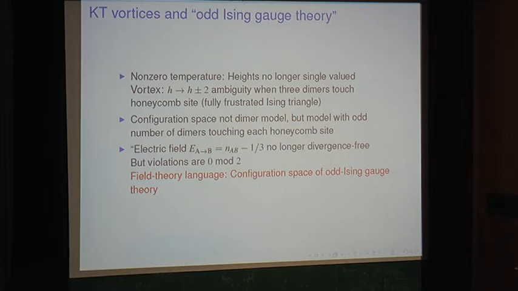The second thing that happens is that the configuration space now is, you can still think in terms of dimers, but the constraint is not 1 dimer touches every point of the honeycomb lattice, it is an odd number of dimers touches each honeycomb point, right. And that, if you think about it, is exactly the configuration space of an odd Ising gauge theory, which is closely related to, well, the even case is closely related to the toric code Deeptiman just told us about, right. So that's the other aside I wanted to mention before moving on.